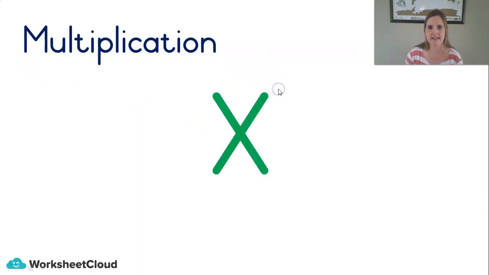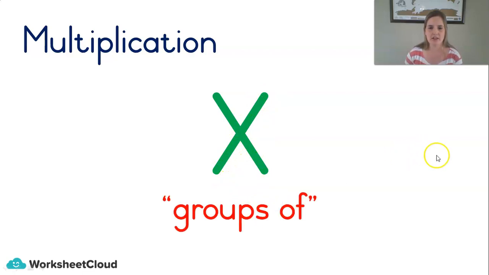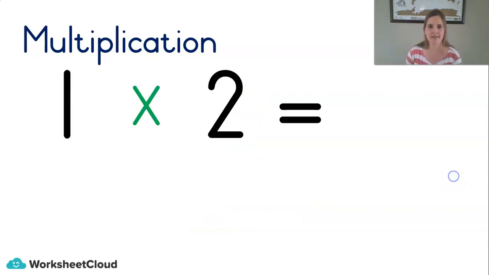Okay, now let's move on to our topic for today, which is multiplication, which is a long way of saying times. You know the plus sign, the minus sign. This is the times sign. And when you see it, you can say in your head, groups of. That's all that it means, groups of. So when we say something times something, we're saying groups of. Let me show you what I mean.